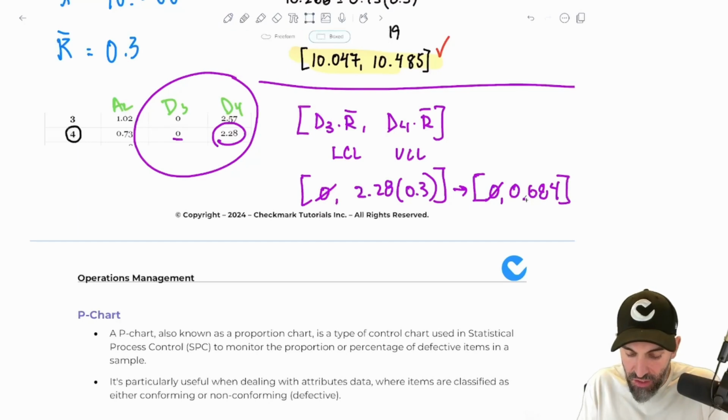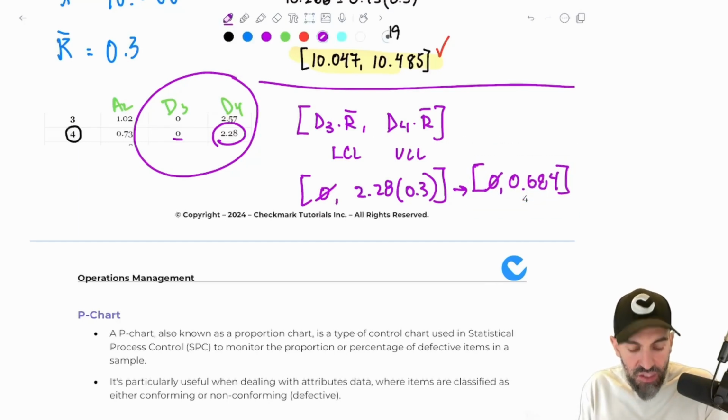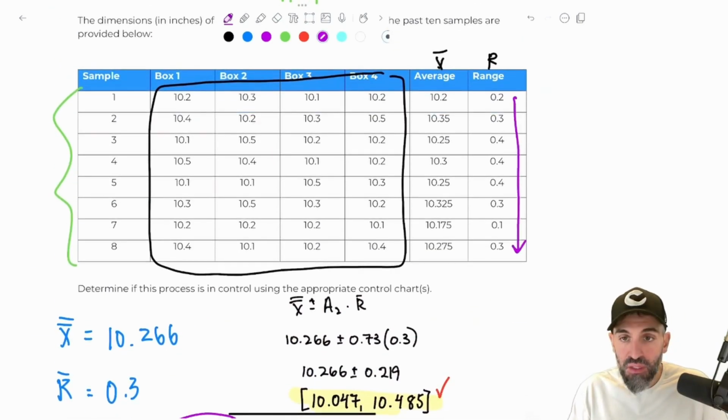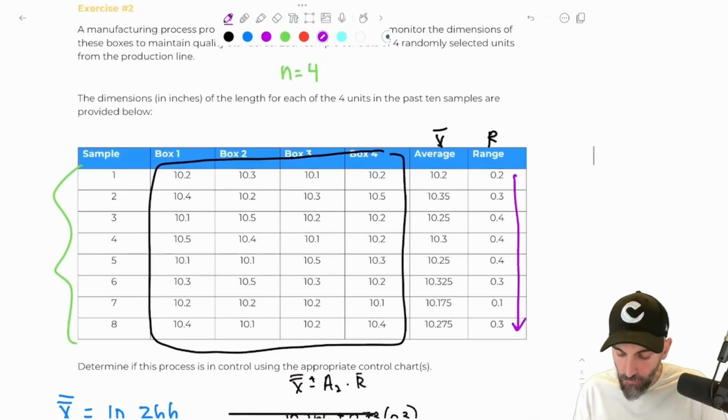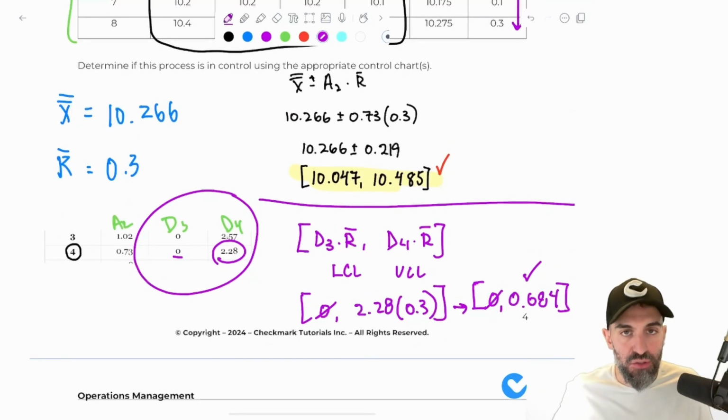So any range within this range is normal. Are we good here? We're good. Everything is within that limit. So we can say that the entire process is actually in control. The mean is in control. The range is in control. All of the variation is random, which is good. So nothing to investigate.